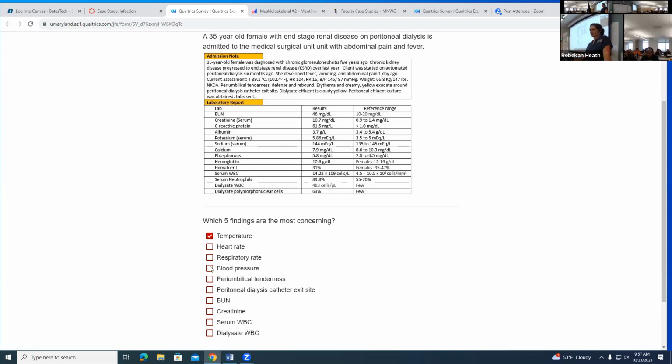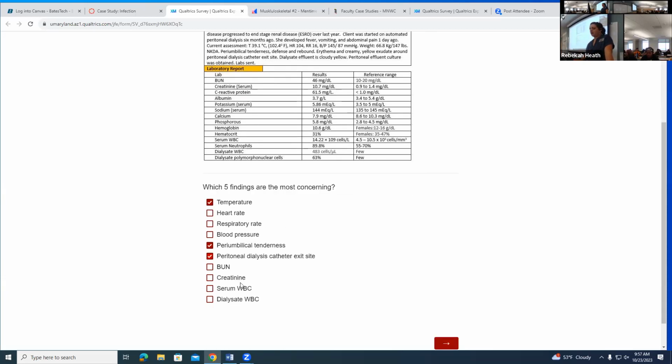That's pretty severe, right? The dialysis catheter exit site. Yes, that creamy yellow exudate. Ugh. All right, and then the last 4 are her labs. So they're saying the BUN, creatinine, serum white blood cell and dialysate white blood cell.